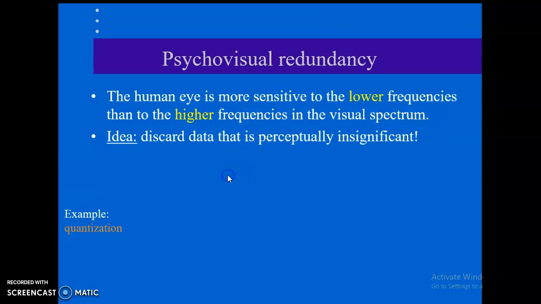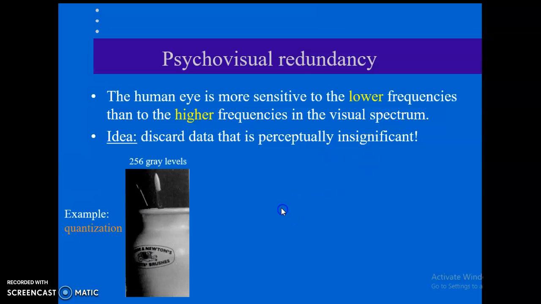Psychovisual redundancy. The human eye is more sensitive to the lower frequencies than the higher frequencies in the visual spectrum. In the lower frequency, more sensitive; in the higher frequency, less sensitive in the visual spectrum. For the human eye, the idea is to describe data that is especially insignificant.